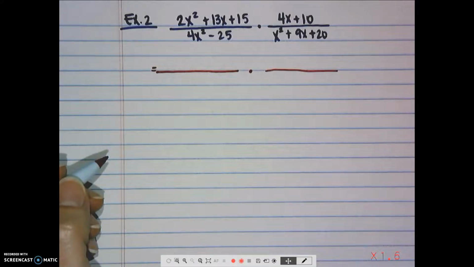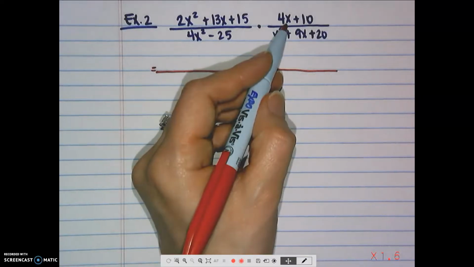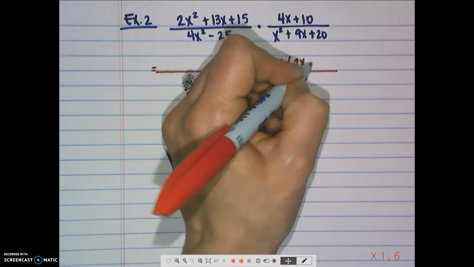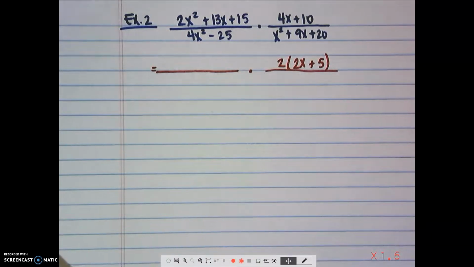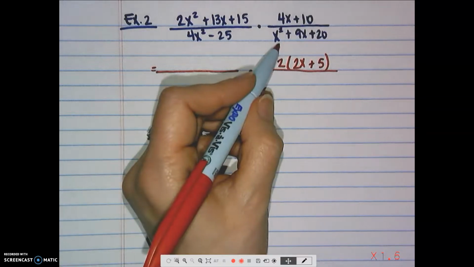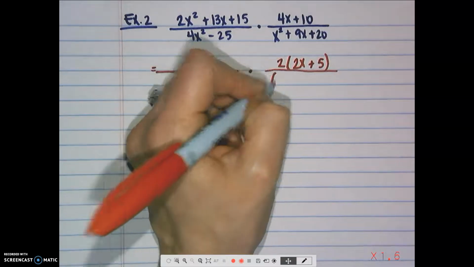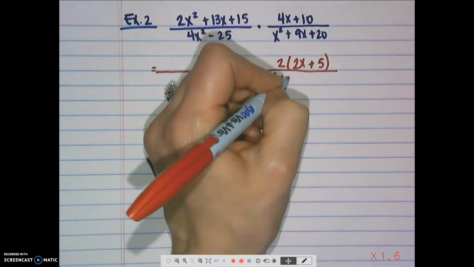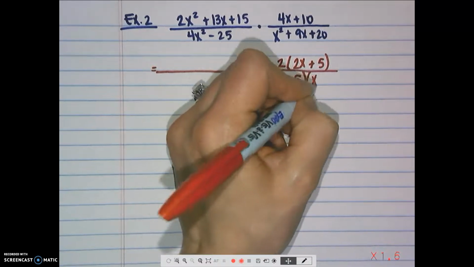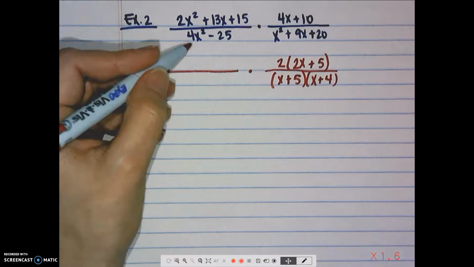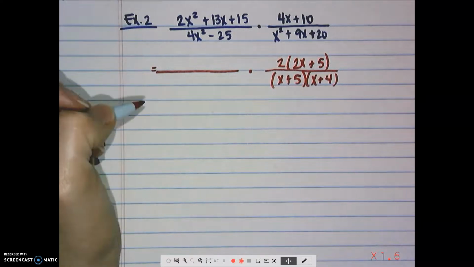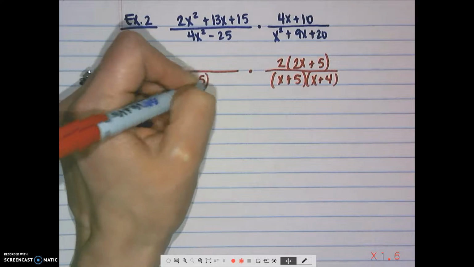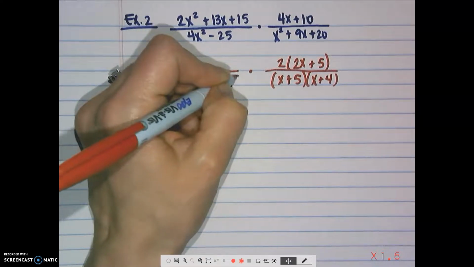The easiest one of all of these, I would say, is the 4x plus 10. So those have a GCF of 2, and left inside is 2x plus 5. Next one I'm going to go to is x squared plus 9x plus 20. That doesn't have a leading coefficient with it at all. So we need two numbers that multiply to give us 20 and add to give us 9. That would be x plus 5 and x plus 4. The denominator of the first fraction, 4x squared minus 25, is a difference of squares, so 2x plus 5, 2x minus 5.